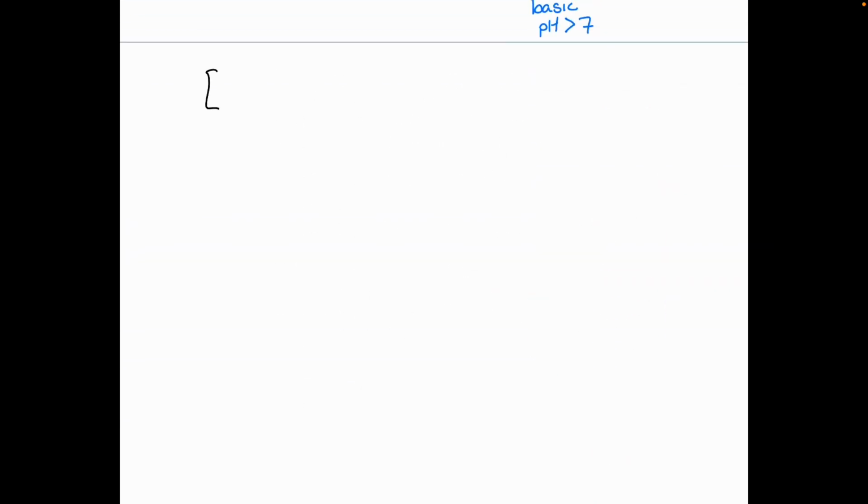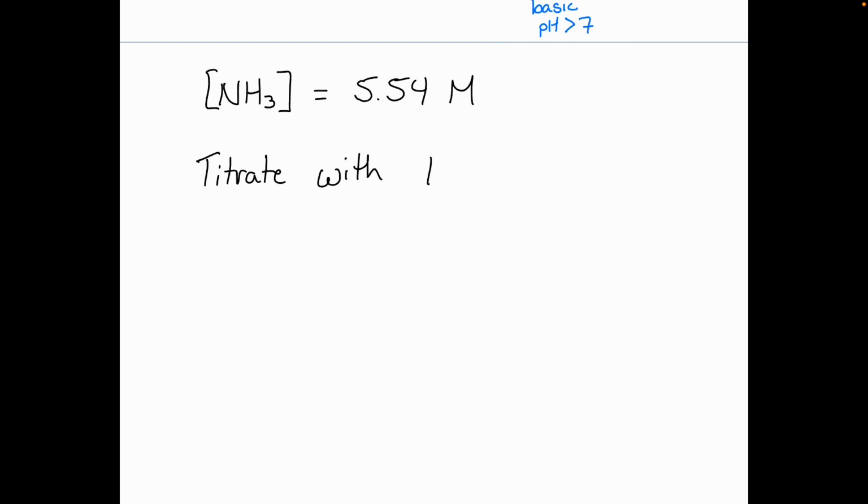What was our constant? Oh yeah, 5.54. So we have this solution of ammonia. We know its concentration. We know what the pH of this solution is. We're going to titrate with 15.6 molar HCl.